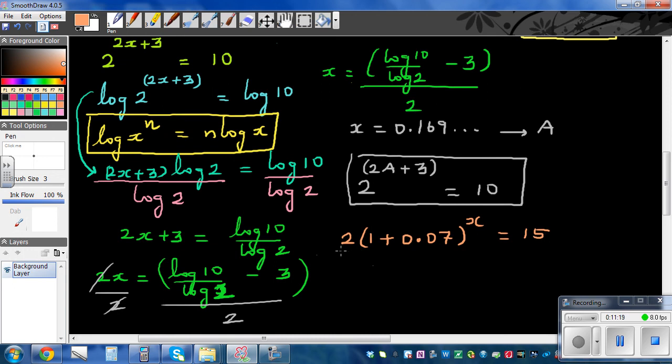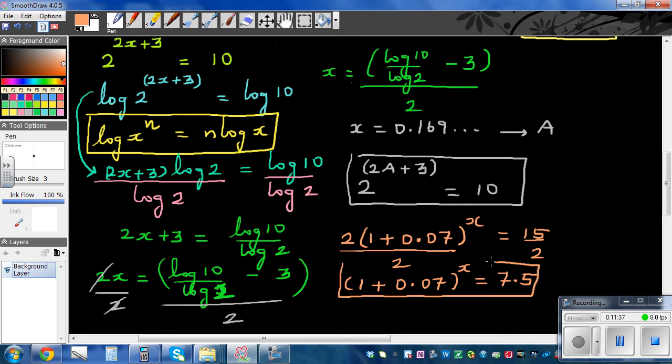So I'm going to divide this whole side by 2. So I can divide this side by 2, and this has become 1 plus 0.07 raised to x is equal to 7.5. Try to do the next steps yourself. This is a practice. You can pause this video, listen to see how I got this, and try to work out the remaining.